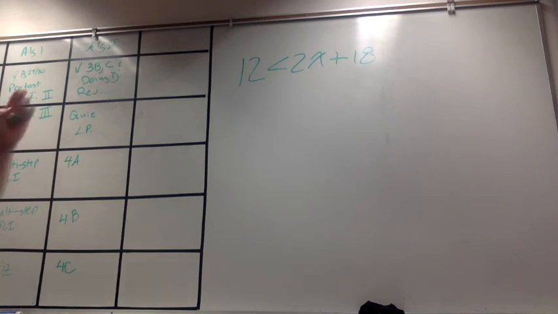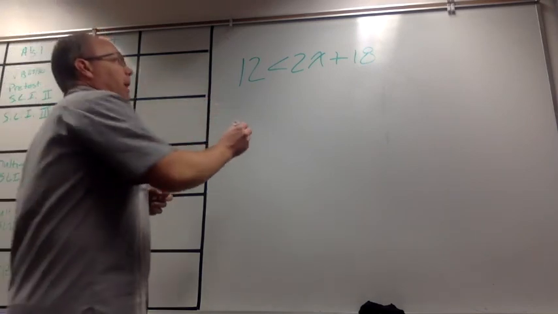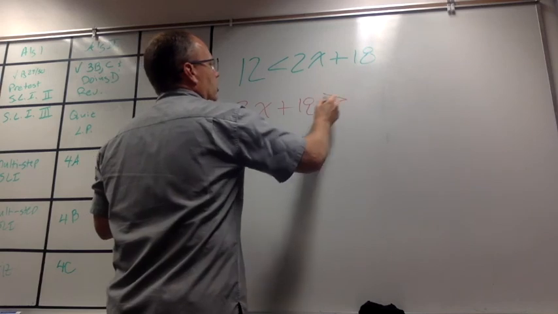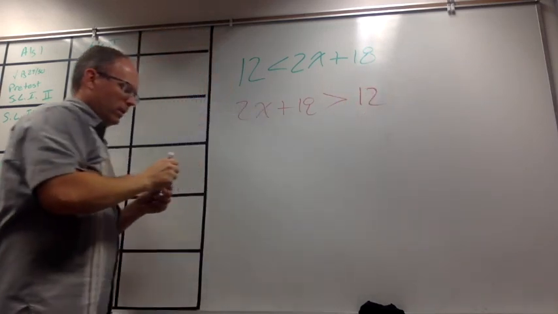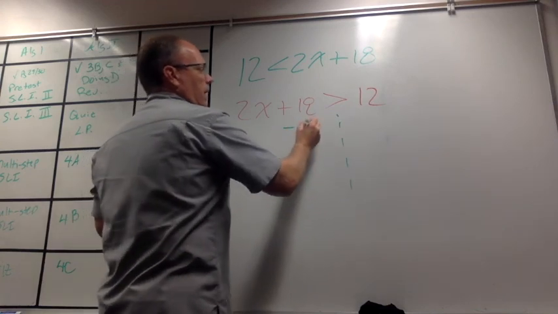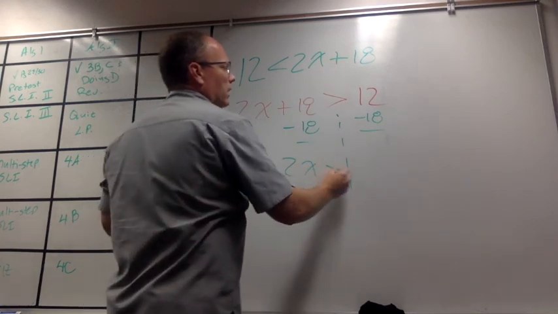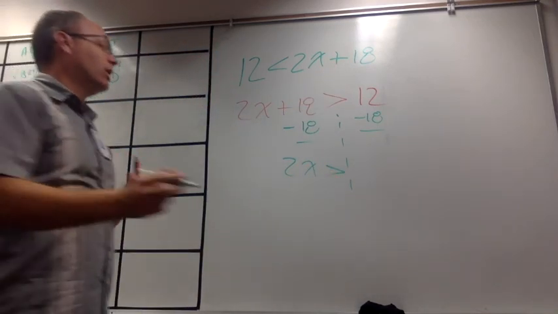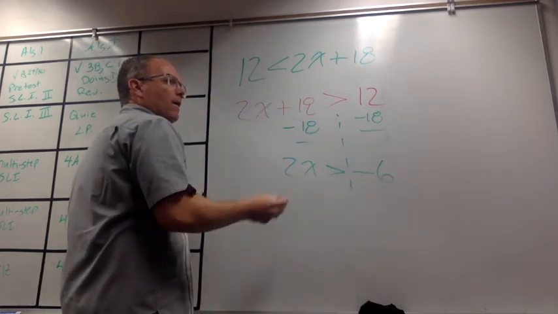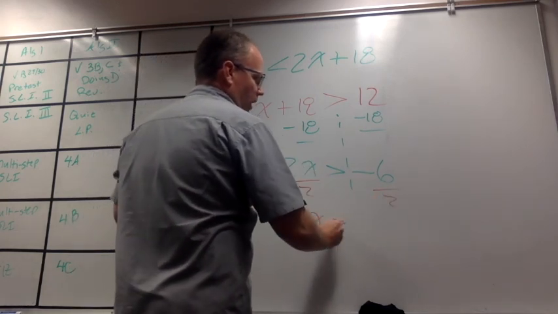All right, so I have my x's over on the other side. What can I do to the whole equation? Flip it. If I flip the whole equation over, this sign is going to go the opposite direction. Is that okay? All right, so I can treat that as an equal sign. I'm going to subtract 18 from both sides. What's 12 subtract 18? Negative 6. Then 2 and x are being held together by multiplication, so I'm going to divide both sides. I get x is greater than negative 3.